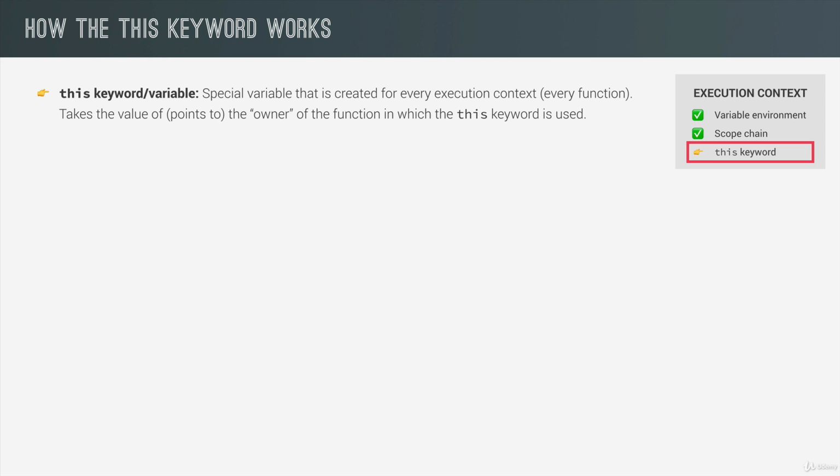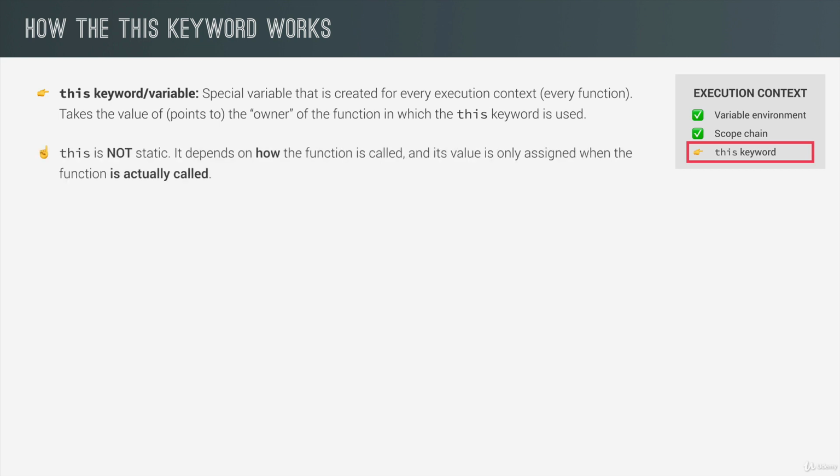Now, in general terms, the this keyword will always take the value of the owner of the function in which the this keyword is used. We also say that it points to the owner of that function. And that sounds very abstract, but we will see what that means in a second. For now, what's very important to understand is that the value of the this keyword is not static, so it's not always the same. It depends on how the function is actually called, and its value is only assigned when the function is actually called.